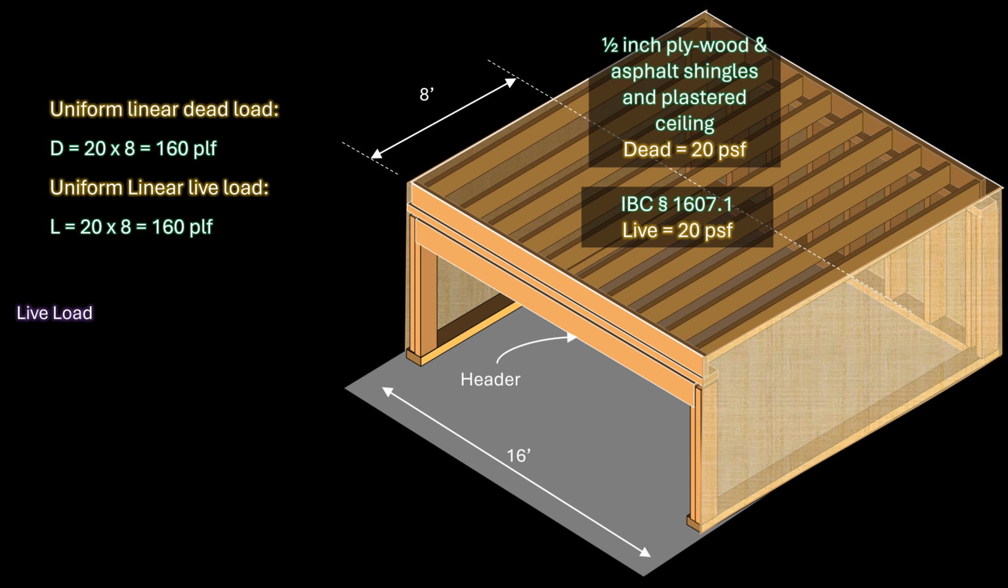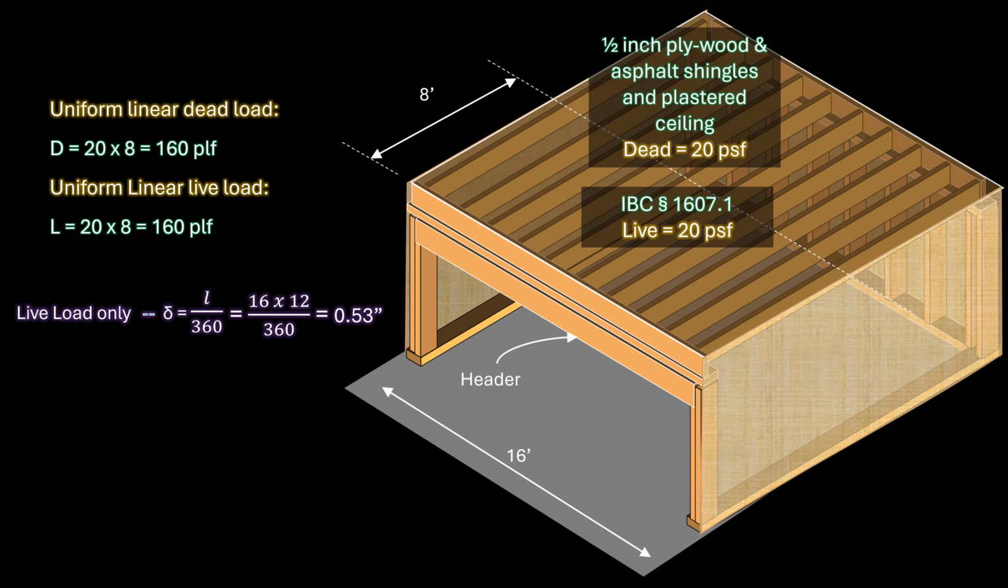The live load limit is L over 360. L is the span, which means that the maximum allowed live load deflection for this project is 16 feet times 12 inches per foot over 360. This is 0.5 inches. This means that when considering live load only, the deflection should not exceed 0.5 inches.